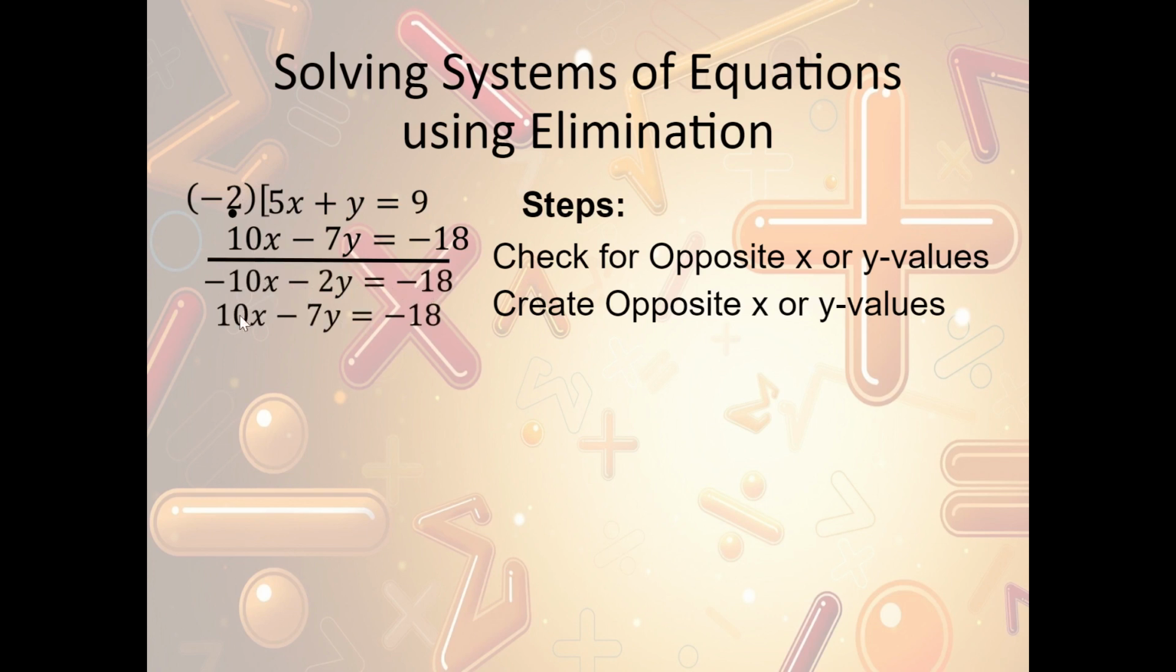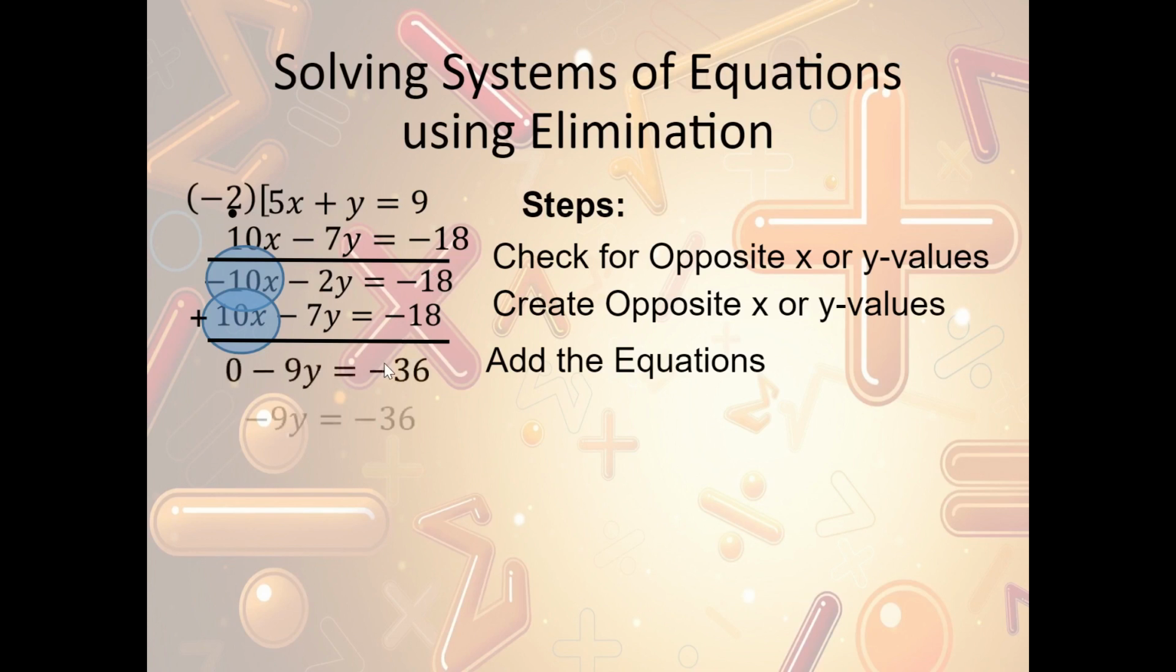And the bottom one just drops down. So I have 10x minus 7y is equal to negative 18. And now I have opposite x values, so I can go ahead and add the equations. These will cancel out. I'm left with negative 2y plus negative 7y is negative 9y. And negative 18 plus negative 18 is negative 36.